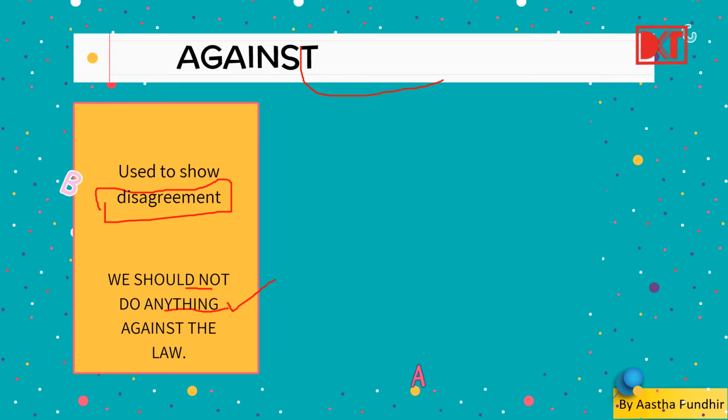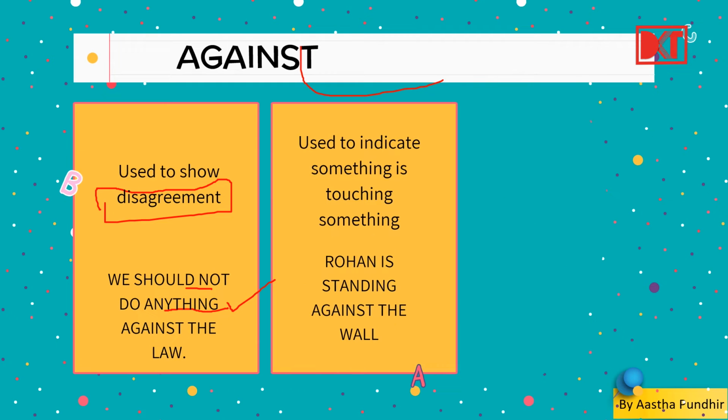Not do. Another usage could be used to indicate something is touching something. Like Rohan is standing against the wall. Now here is the wall. When a boy is leaning on the wall, we can say he is standing against the wall. When something is touching something, right?